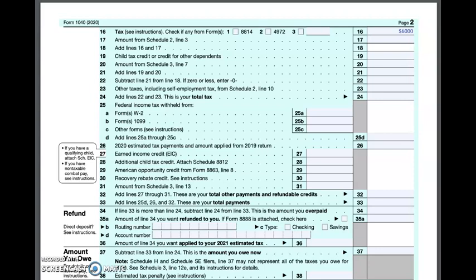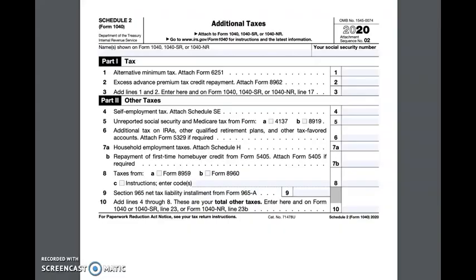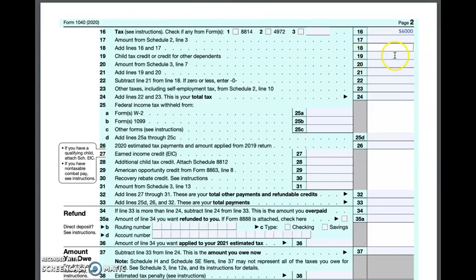Line 17 asks you to look at Schedule 2. And what Schedule 2 is, basically, is a worksheet that helps you figure out additional taxes that you might owe on top of what you've already calculated on the first page for your taxable income. Line 18 tells you basically, hey, add line 16, add line 17, and get a bit of a tax subtotal, if you will. Now, in line 19, it's going to see if you're eligible for the child tax credit, and you would enter that credit there.